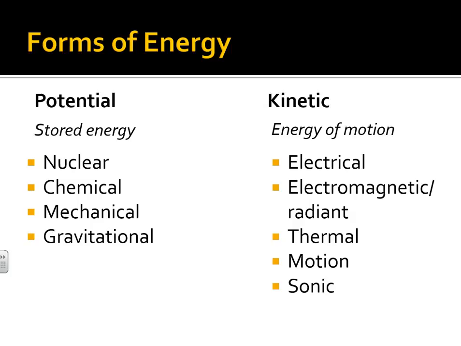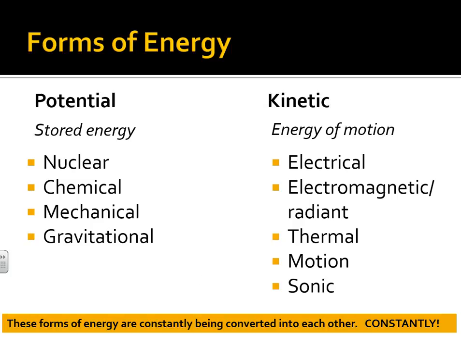Electromagnetic or radiant energy, so sunlight's electromagnetic. It travels in a sort of wave, and that's considered electromagnetic energy. It's moving. Radiant is the same thing. And then electrical energy is just the movement of electrons, okay? So again, the electrons are moving. They are motion. Any energy that's in motion is going to be kinetic. Energy that's stored is going to be potential, and there are all these different kinds.